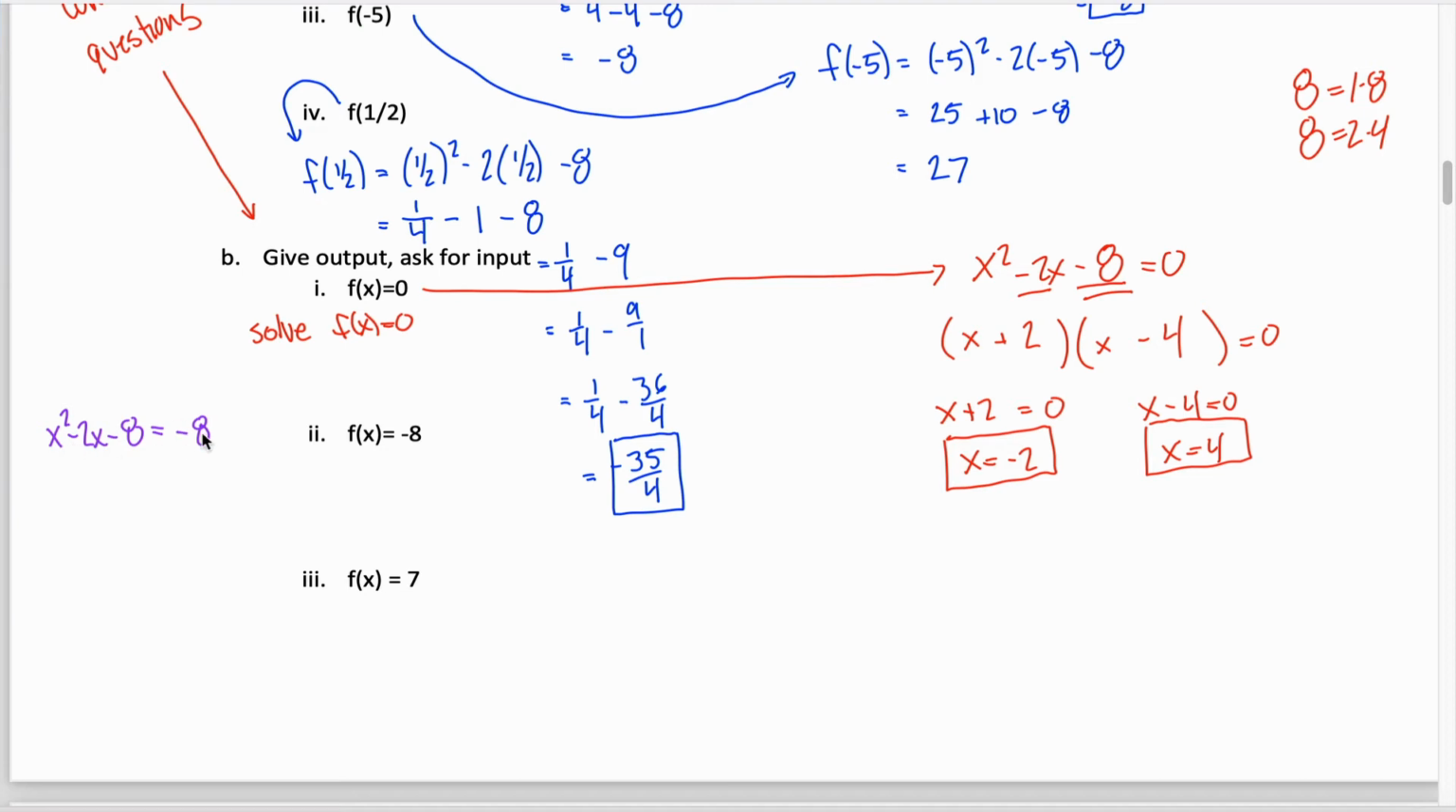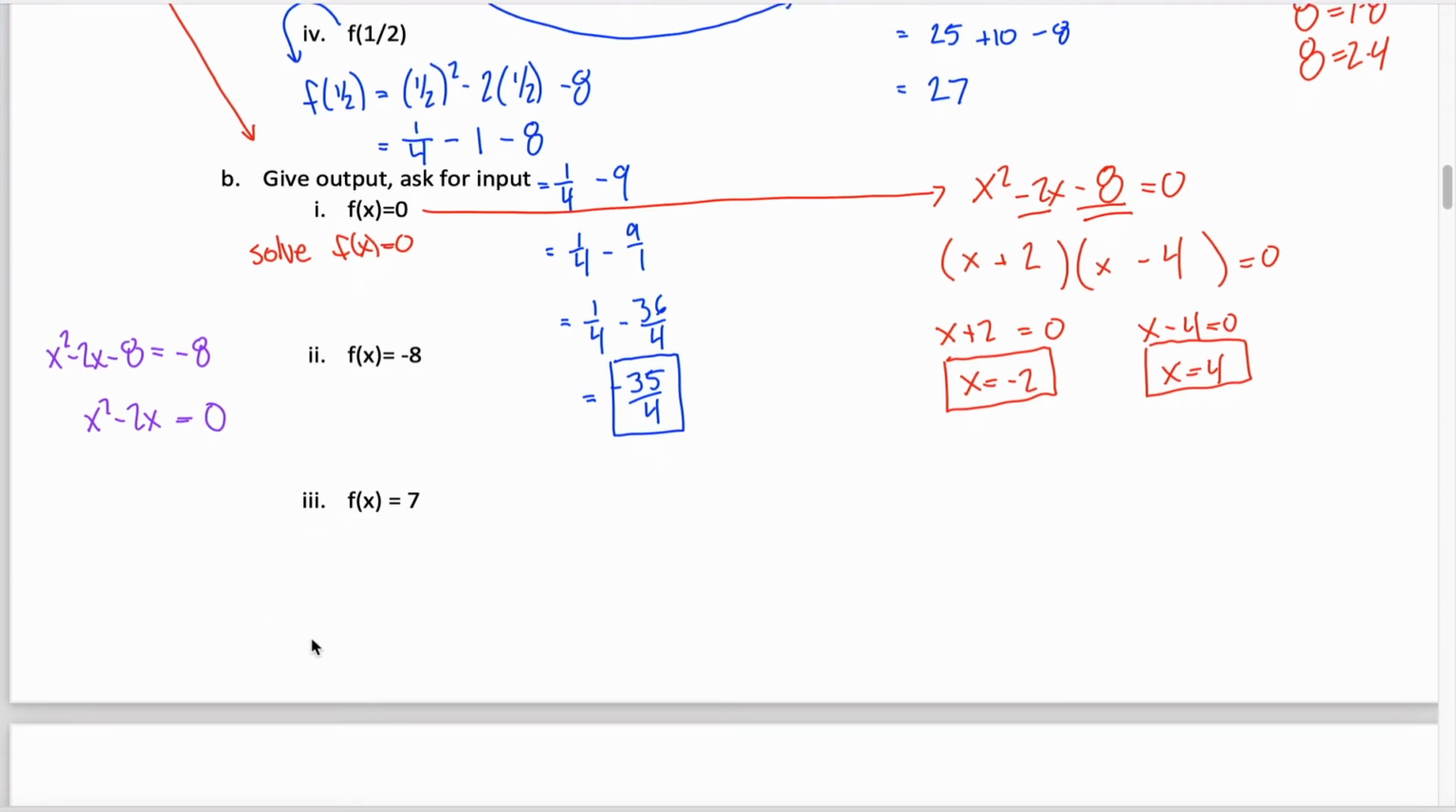How would I solve this? Well, maybe you'd add 8 to both sides of the equation to set it equal to 0. And when you do that, a nice thing happens. The negative 8 over here and the negative 8 over here cancel, so I just get x squared minus 2x equals 0.